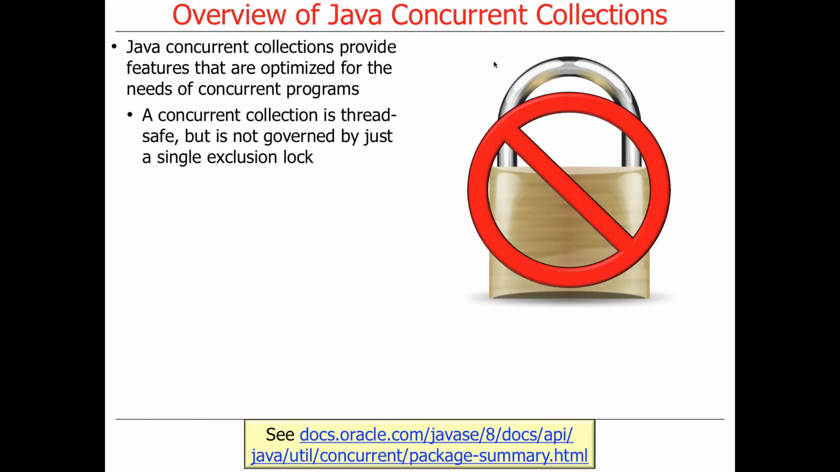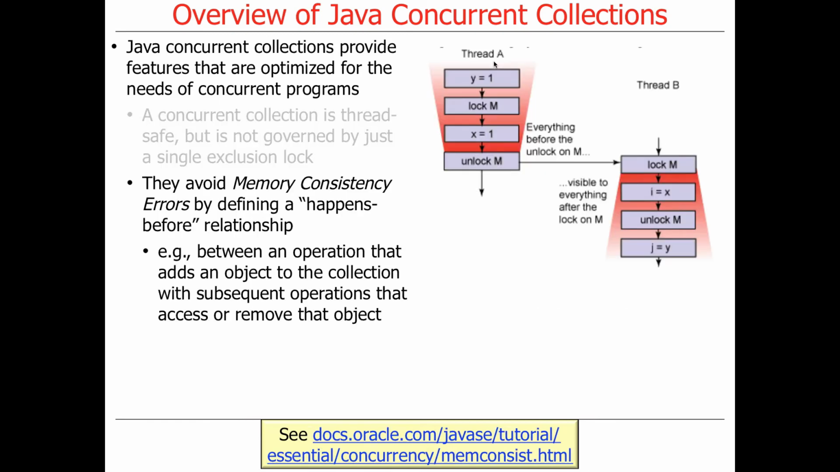Concurrent collections are better than synchronized collections because while they're both thread safe, a concurrent collection is not governed by just a single exclusion lock. They're implemented in a much more clever way, so things can go in parallel or concurrently much, much better. So we'll take a look at an example in a second.